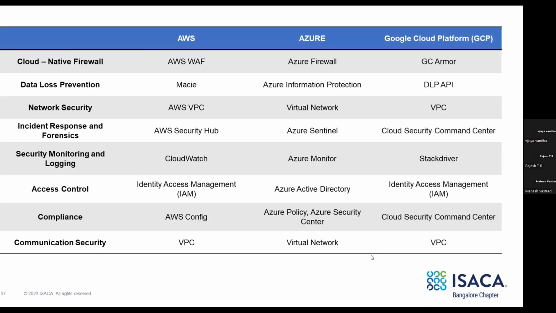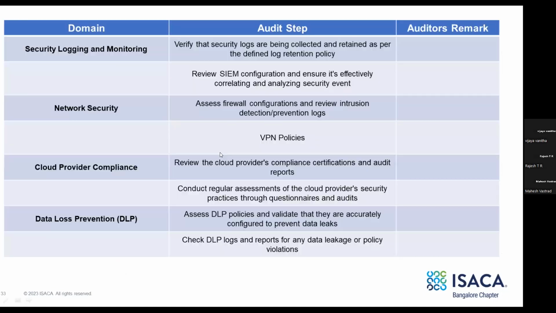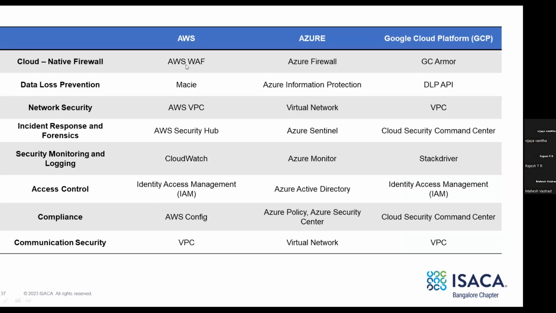When we are mapping all these things, and Google Cloud Platform, if you are doing a native firewall audit, the tool in AWS is AWS WAF, the firewall tool. You can also just type it in the AWS search; in Azure it is Azure Firewall, and in Google Cloud Platform, Google Cloud Armor. If you are doing a firewall audit, as discussed here under network security, access firewall configurations, you can access the firewall configuration with the help of these cloud-native firewall tools.